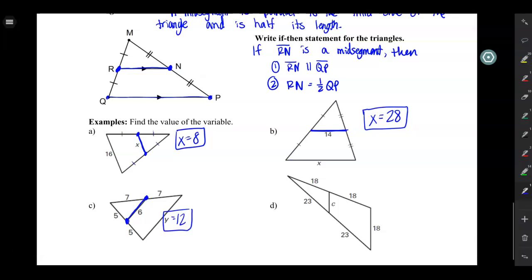I want you guys to go ahead and try to do D on your own. Press pause, prove to yourself that that length right here is a mid-segment. Once you do, you'll be able to easily determine that C should be equal to 9 because it's half the length of the other side of the triangle.